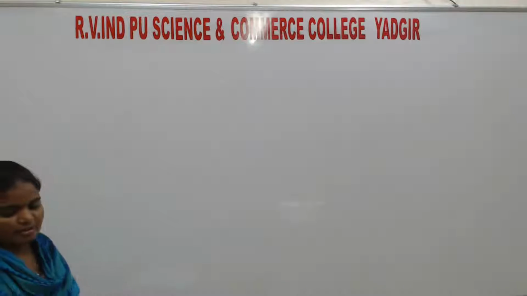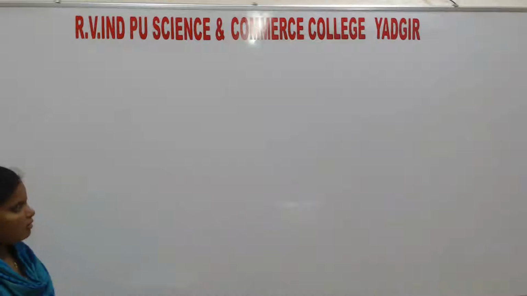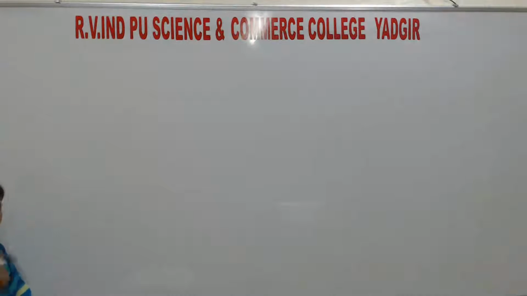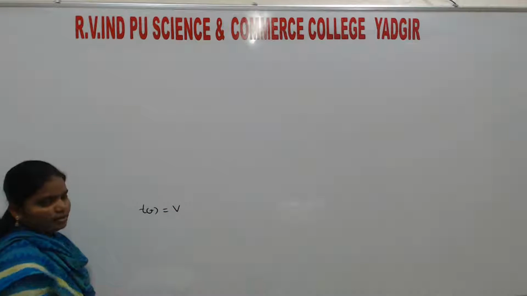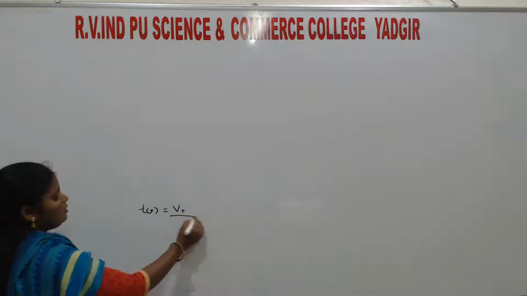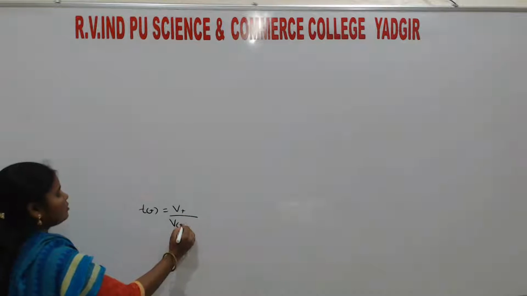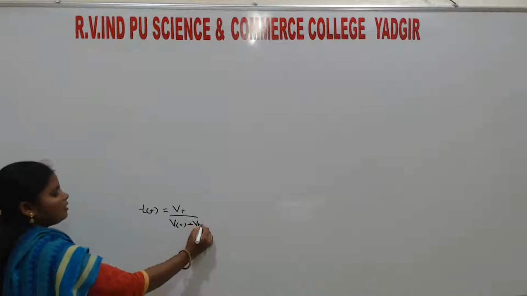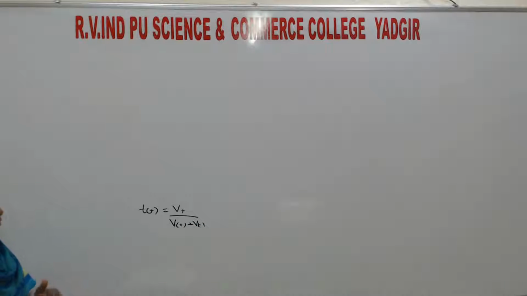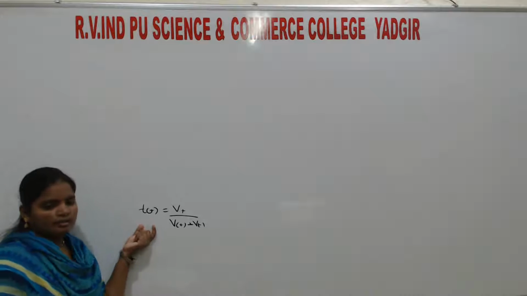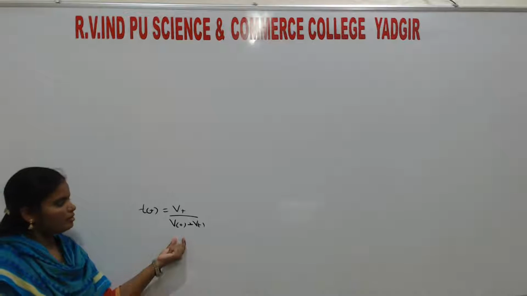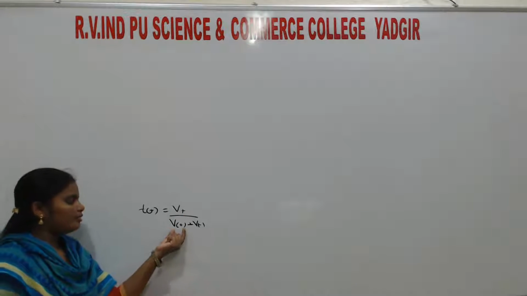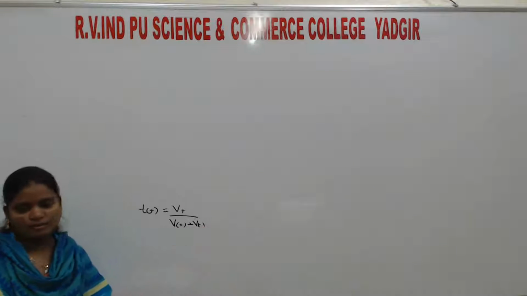First, in yesterday's class we discussed the transport number. You are finding the transport number t positive for the cation, and for the anion. t positive is equal to v positive divided by v positive plus v negative. This is the transport number of the cation. For the anion, t negative is equal to v negative divided by v positive plus v negative.